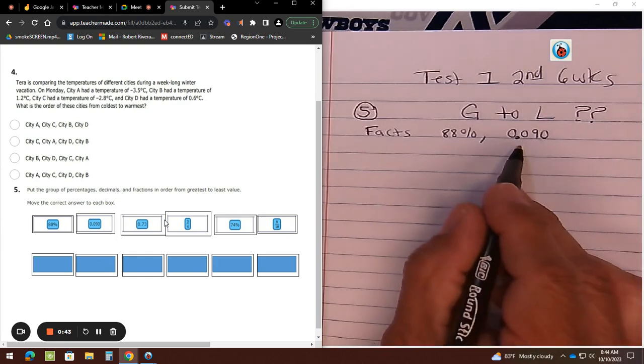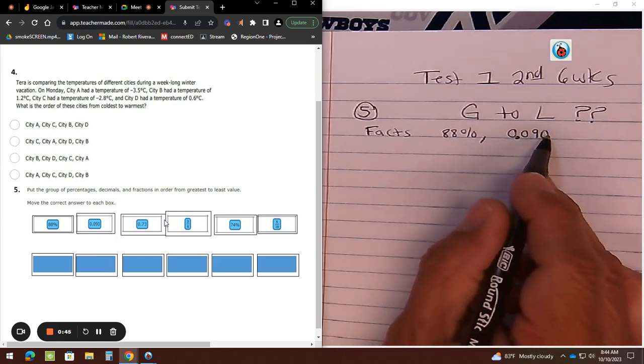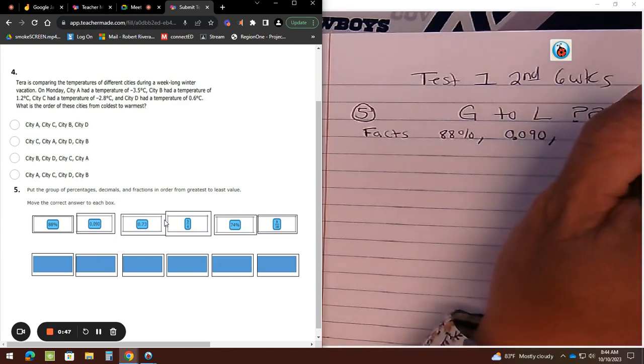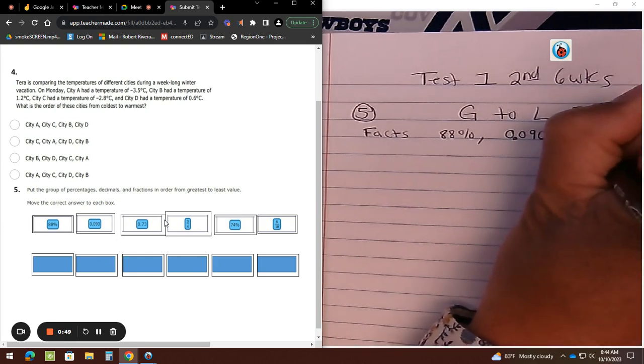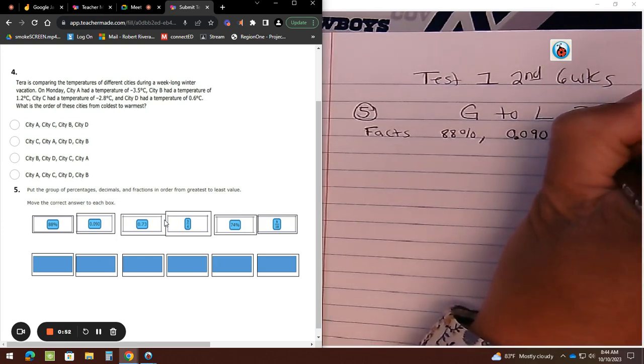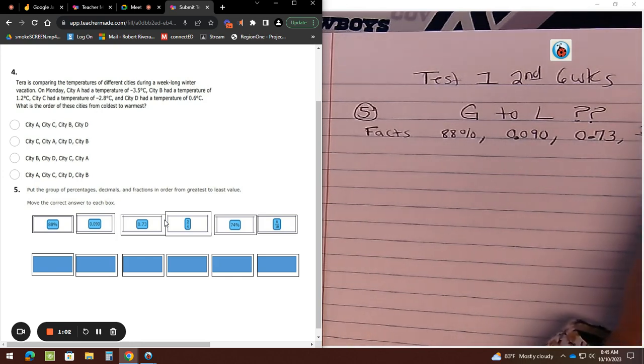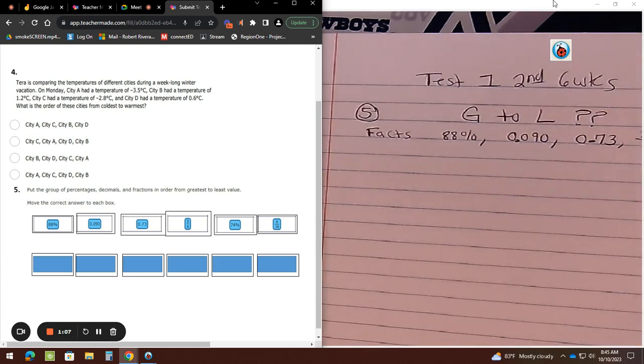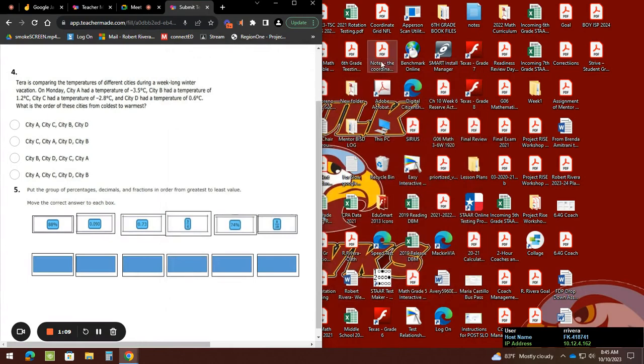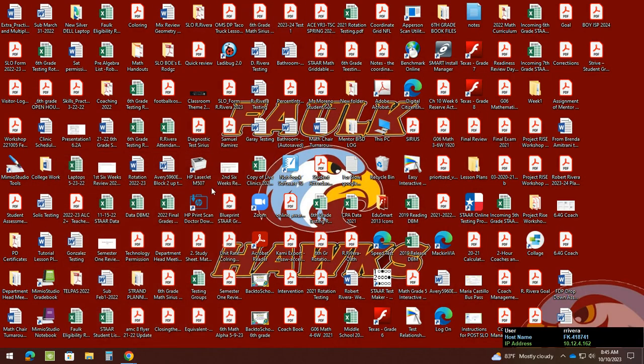And you know what it's 90 thousandths? Tenth, hundredth, thousandths. 90 thousandths. The next fact that they gave me is 7300th, 0.73. The next one they gave me is 3/4. 74% was the next fact. And 8/10. So all I'm doing is copying the facts from my story.